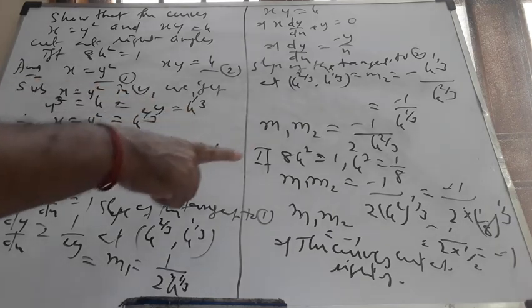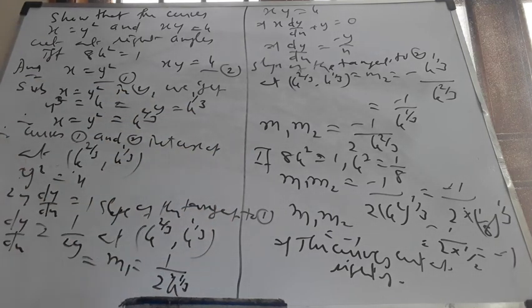I have done only one part. Let me repeat. After this, I will do the second part later. x is y square, xy is k. Substitute x equal to y square in 2, we get y cube is k, y is k power 1 by 3. x is k power 2 by 3. They both intersect at k power 2 by 3, k power 1 by 3.